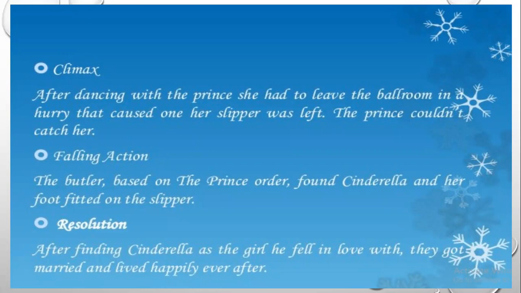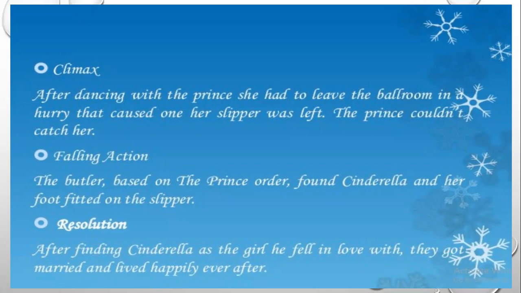The falling action happened when the butler, the servants or the assistants of the prince, based on the prince's order, found Cinderella, and her foot fitted the slipper. So the prince just gave the order that you have to find that lady.